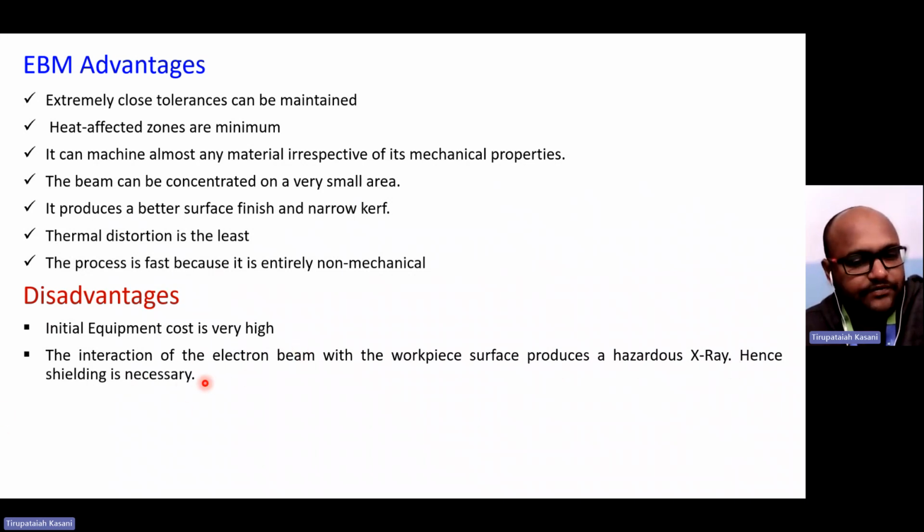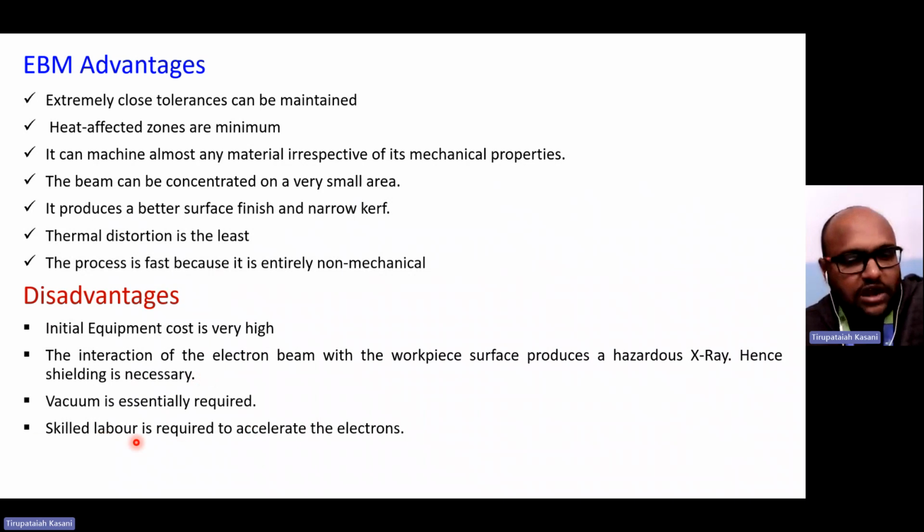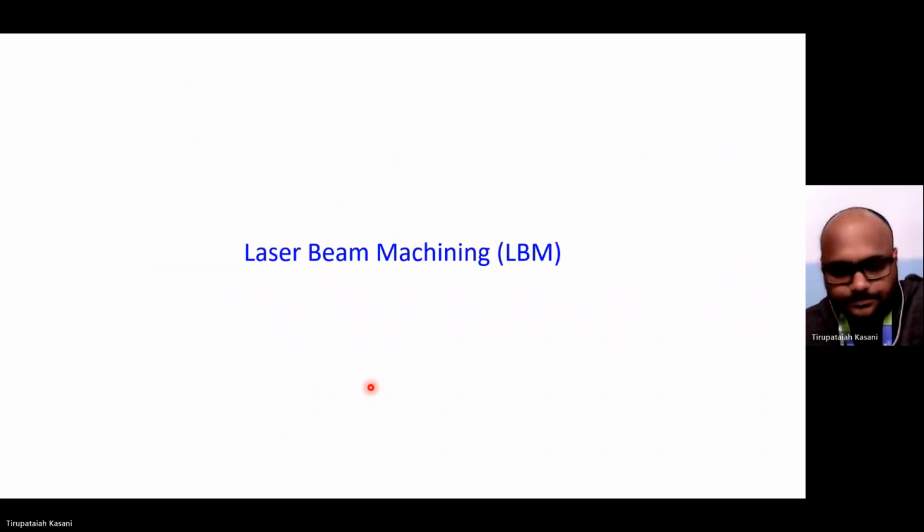That is the reason why we are keeping all this in a vacuum chamber. And further, the shielding is required to limit or control any leakage of X-rays to the ambient atmosphere. See, vacuum is essentially required. Skilled labor is required. Very high voltage is required to accelerate the electrons.